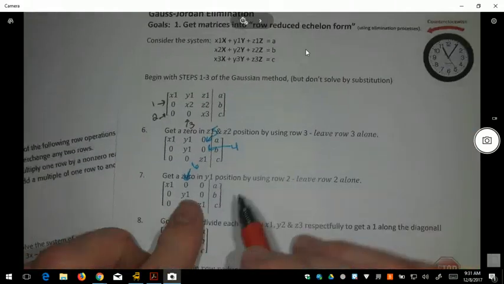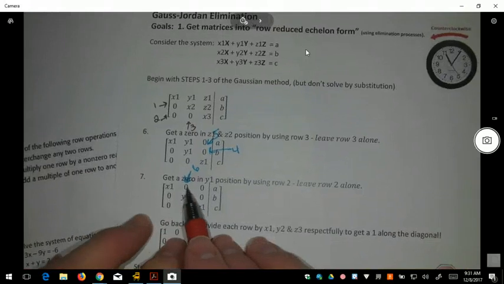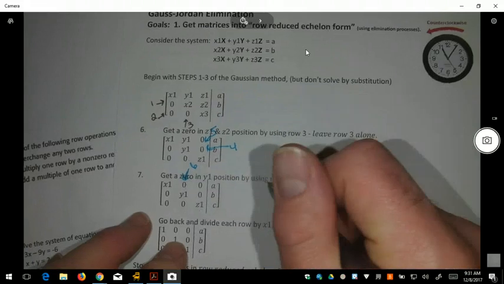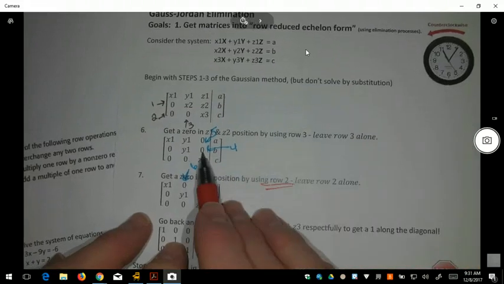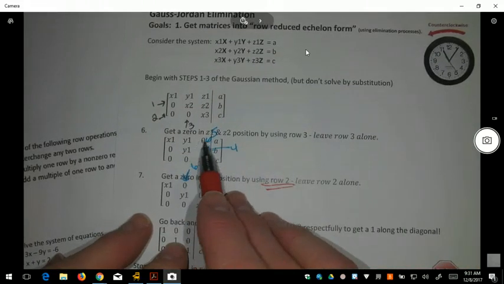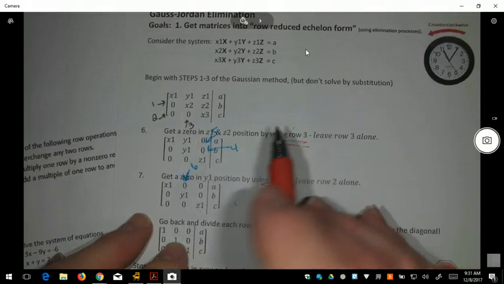Notice, too, it says here when we go to find this position, just like the bottom one, we need to use row 2. Also, when we're finding these zeros or making those zeros, it's telling us to use row 3 to do this.